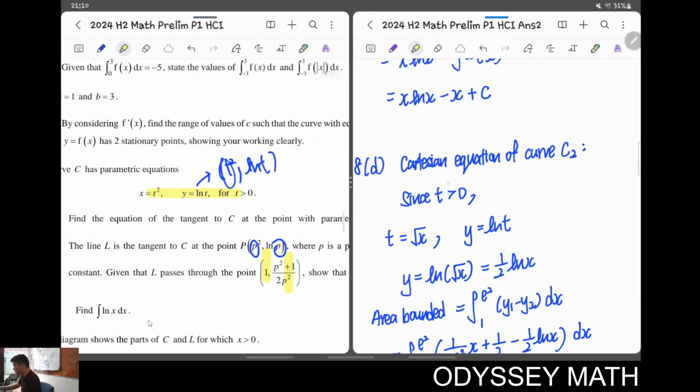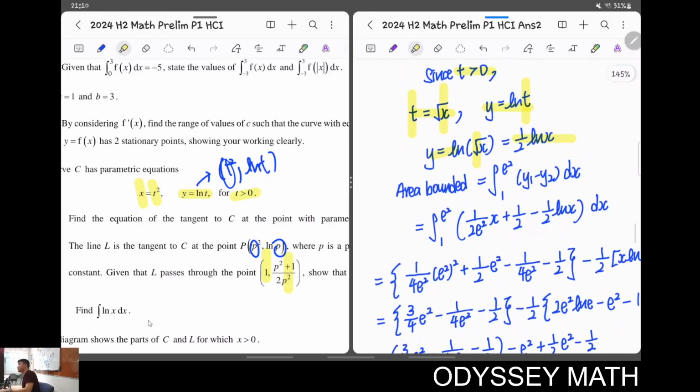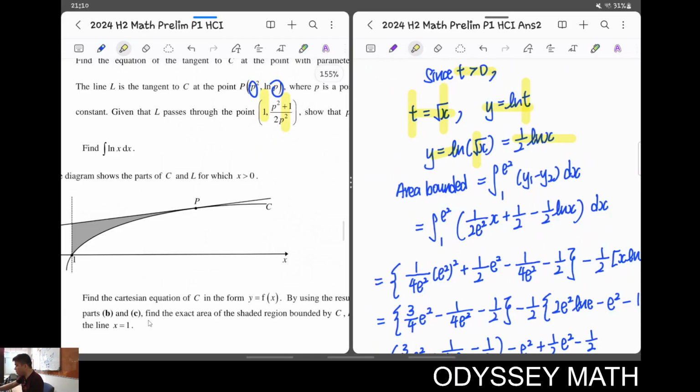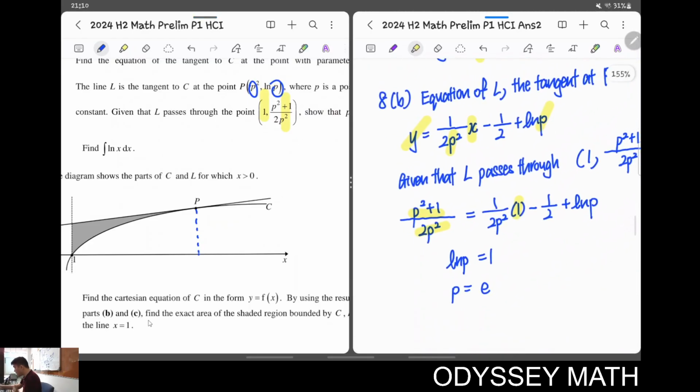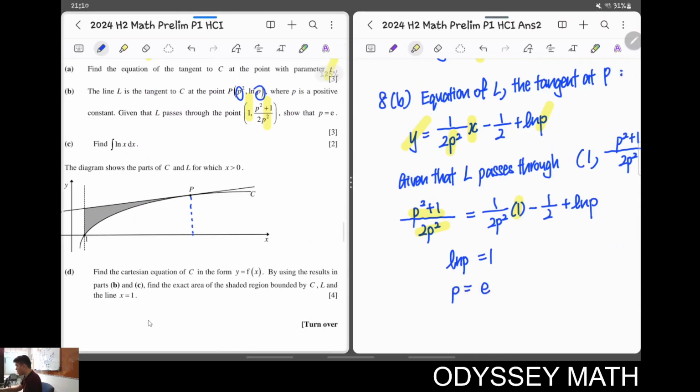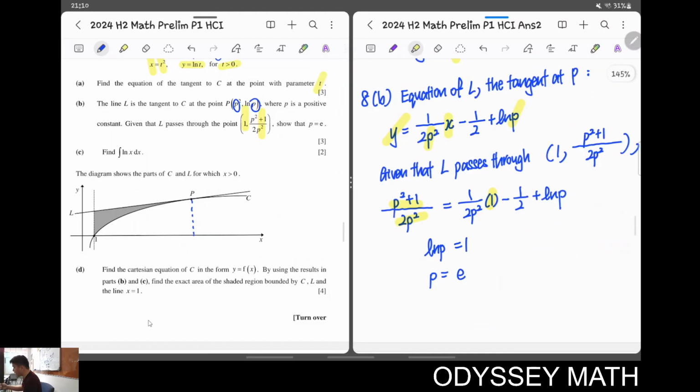Now we note that t is more than 0, right? So we can take the square root on both sides. So t equals square root x, no issue, right? Then y equals ln t. Now we plug the t here with square root x. So y equals ln square root x, which is half ln x by the power law. And then the area bounded would be, if you remember the point P here, let's go back and recap. Just now you solved p equals e, right? Agree or not? Just now you solved p equals e, right?